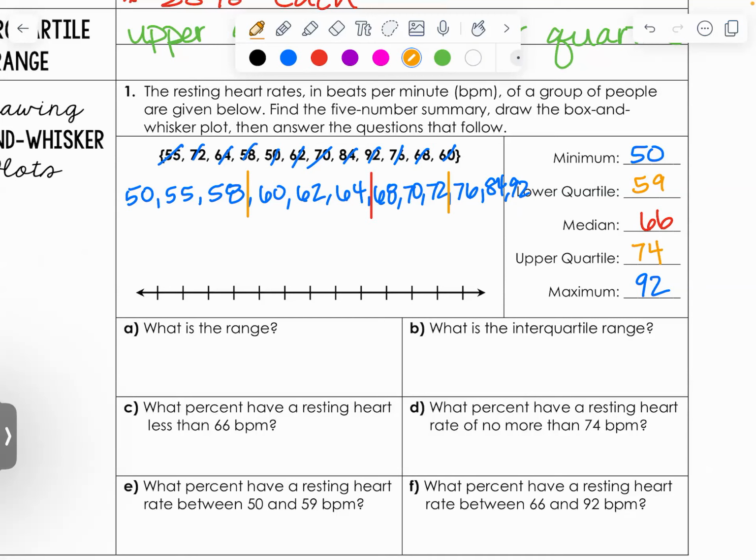So this is what we need to do. We need to take this number line and plot our box and whisker plot. I can't count by ones, so I'm going to count by fives. I'm going to start at 45 and count by fives. Do that with me.